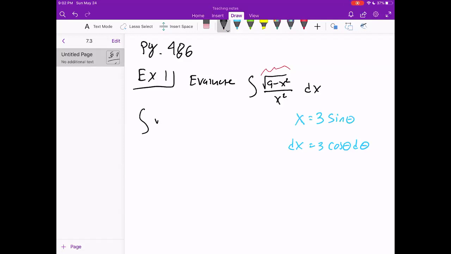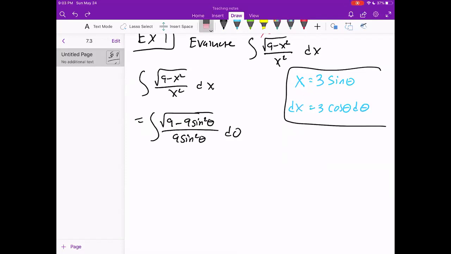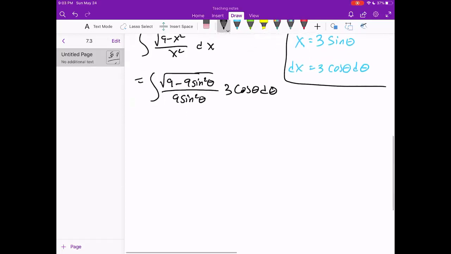So I have the integral of the square root of 9 minus x squared over x squared dx. This is going to be equal to the integral of the square root of 9 minus x squared, which is 9 sine squared theta, divided by x squared, again 9 sine squared theta. And then I'm going to replace dx. dx is 3 cosine theta d theta. All right, so this doesn't look like it helped me much because now I have all these trig functions running around. But let's go ahead and do our simplifications.